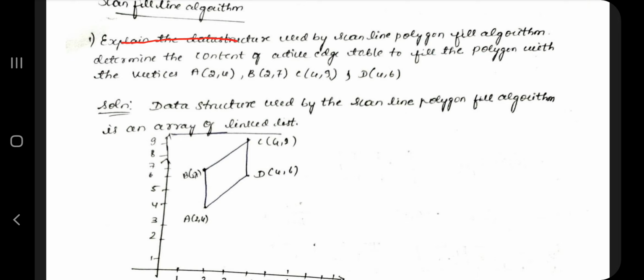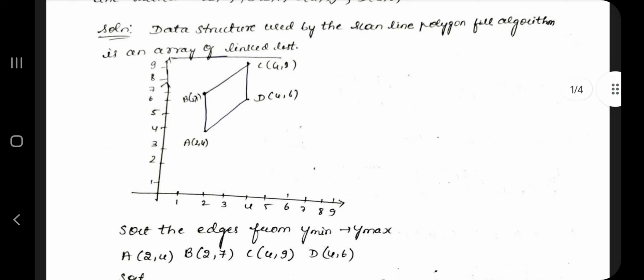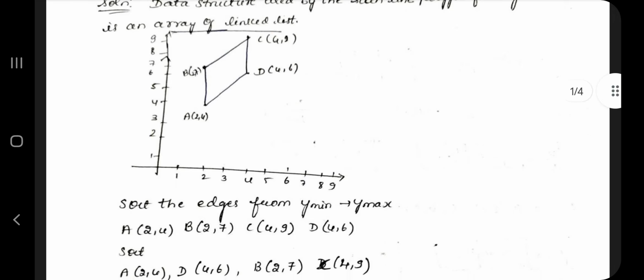I will explain the data structures used by the scanline polygon fill algorithm. There are two tables that I'll be discussing. What is the content of the active edge table to fill the polygon with the vertices A, B, C, D? Four points will be given to you, so you write them like this: A, B, C, D. Just mark them on the plane, and after that you have to sort the edges.